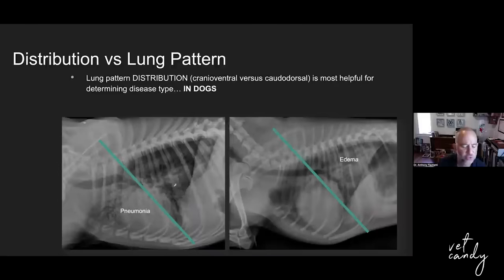But if you can just start to think about lung pattern distribution, all these air bronchograms here, there's a lung pattern everywhere in this dog with pneumonia, but it's most severe cranially and ventrally. That's why we think he has pneumonia. In this dog, his lung pattern is worse caudally and dorsally. And there's 2 types of edemas that we talk about in dogs. Cardiogenic pulmonary edema, as well as non-cardiogenic pulmonary edema. We'll get to that other stuff later. Sorry.